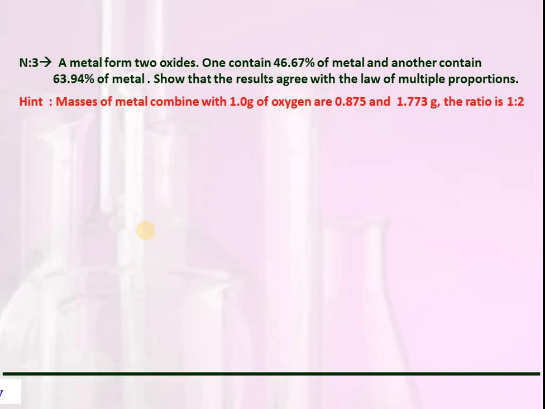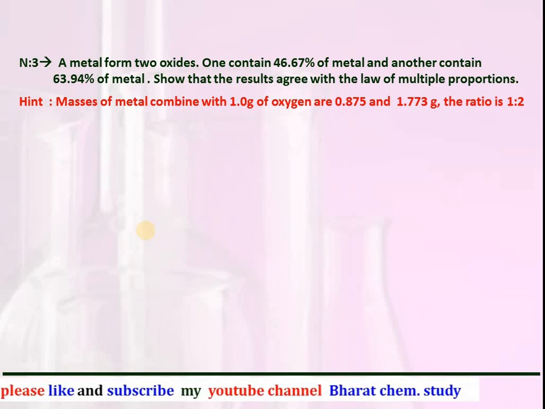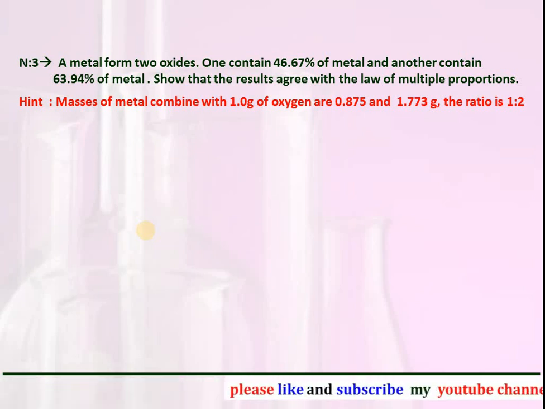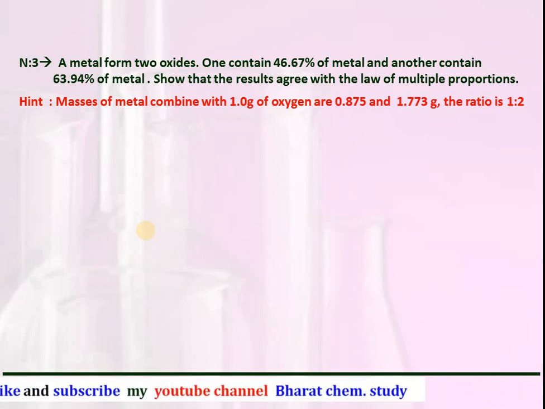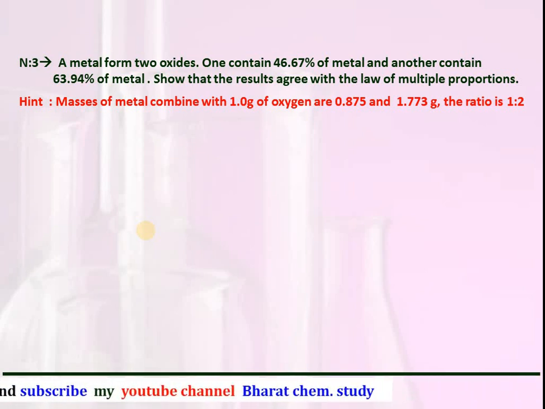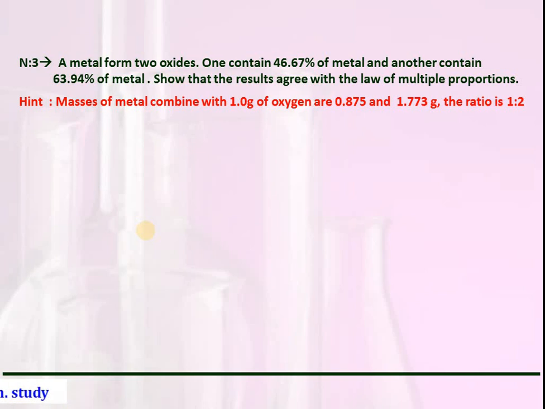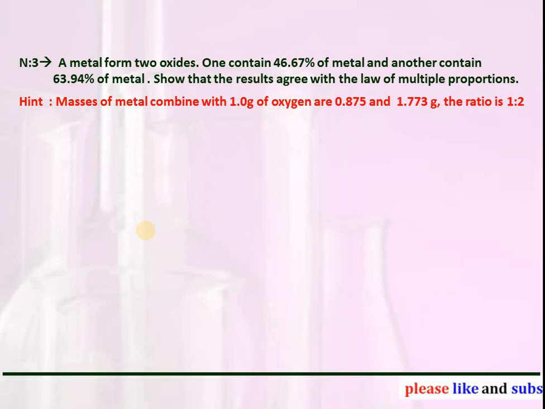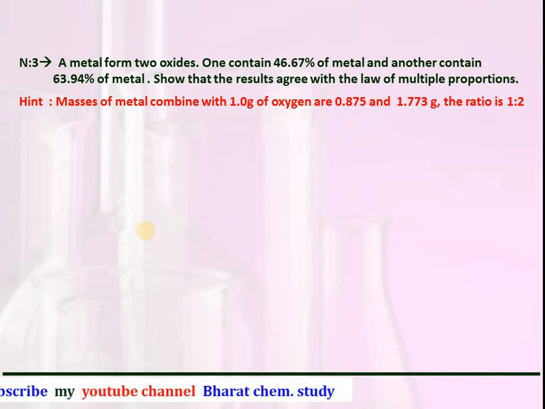So this numerical you have to do yourself. I am providing the hint. The mass of the metal combined with 1 gram of oxygen comes to 0.87 gram and 1.773 gram. The ratio comes to be 1:2. So again in both these experiments, the mass of the metal is given, the mass of the oxygen you can calculate by subtracting this given mass from 100, and again you have to fix the mass of either metal to 1 gram or mass of oxygen to 1 gram. The amount of the other element has to be calculated according to 1 gram, and then we have to take the ratio as in the previous numericals.